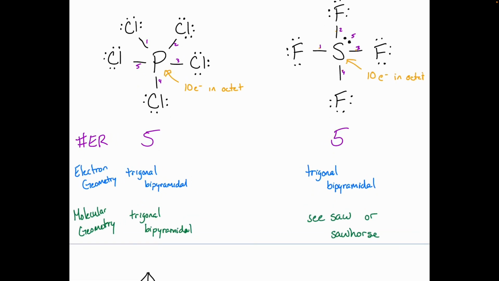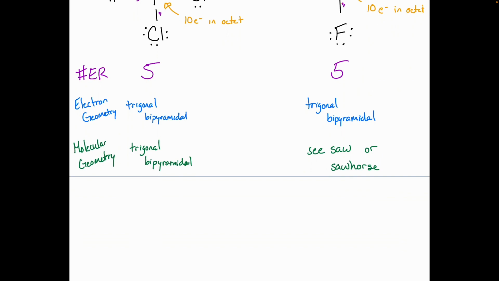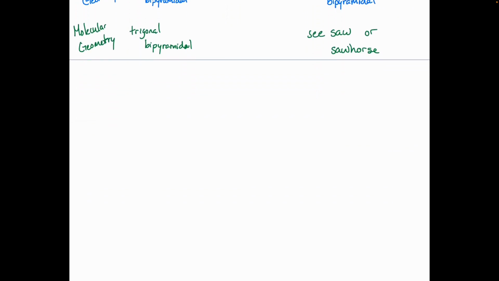Okay, so now let's do another one here from scratch. I'm going to give you the formula, ICl3. You're going to give me everything that we would have studied up until this point. You're going to give me the Lewis structure. Then you're going to count the number of electron regions. And from there, you're going to give me the electron geometry. And then we'll work to fill in the molecular geometry.